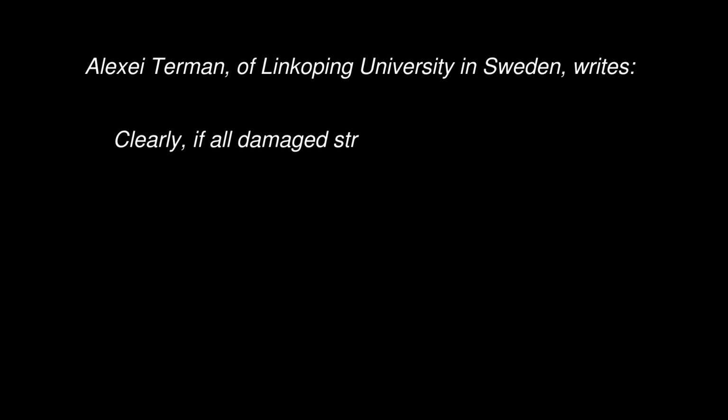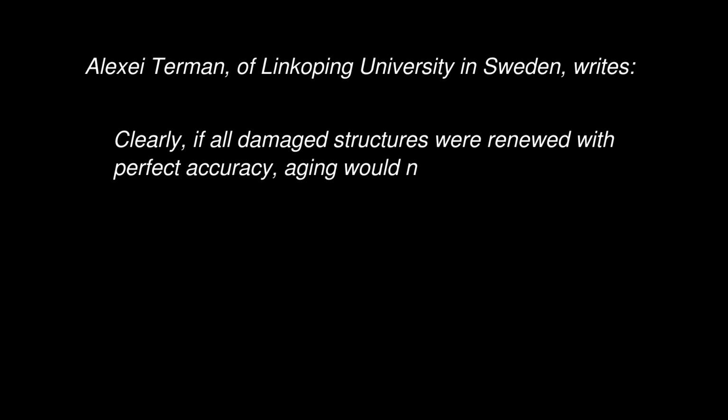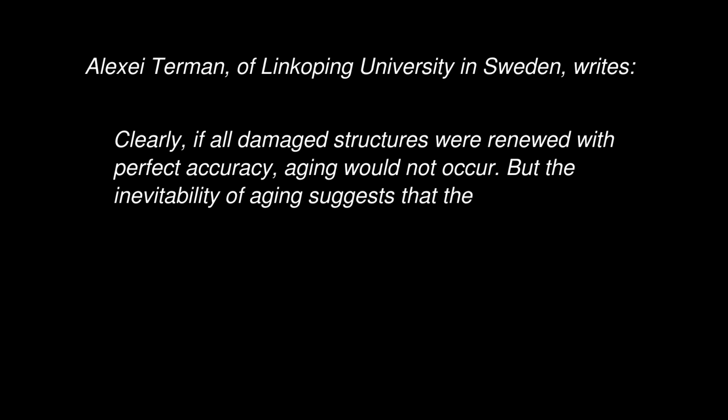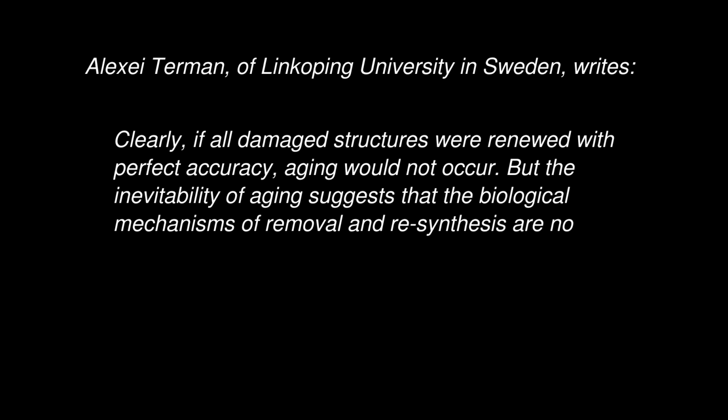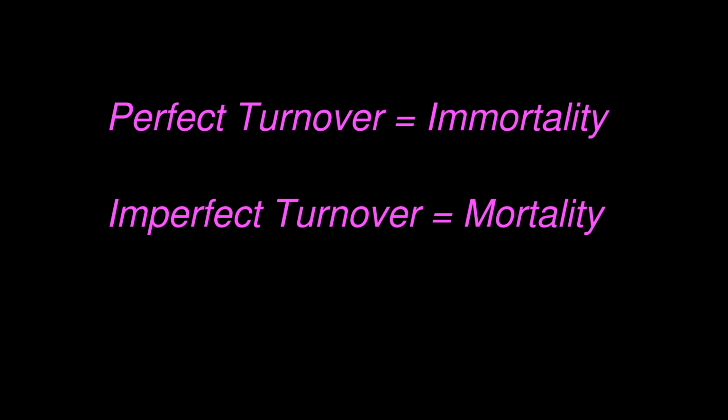Clearly, if all damaged structures were renewed with perfect accuracy, aging would not occur. But the inevitability of aging suggests that the biological mechanisms of removal and resynthesis are not perfect. We know from immortal animals that animals that have perfect turnover are immortal. Animals that have imperfect turnover are mortal.